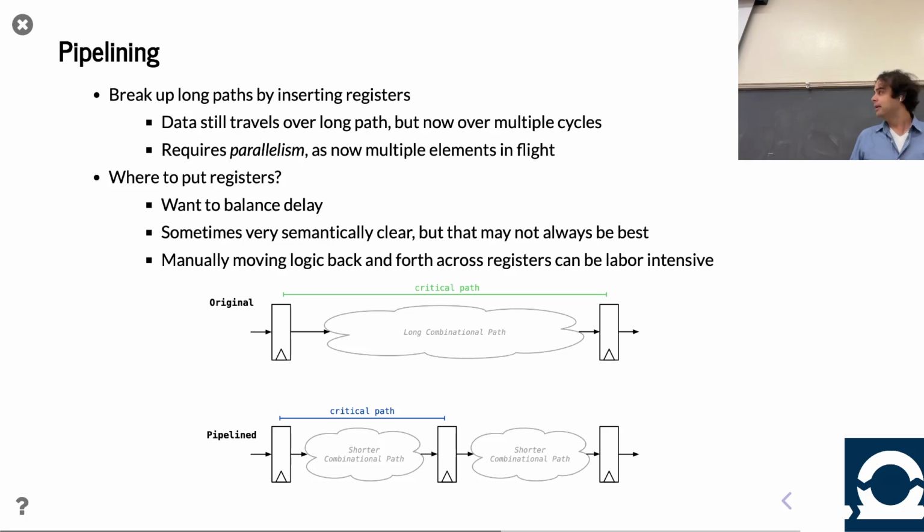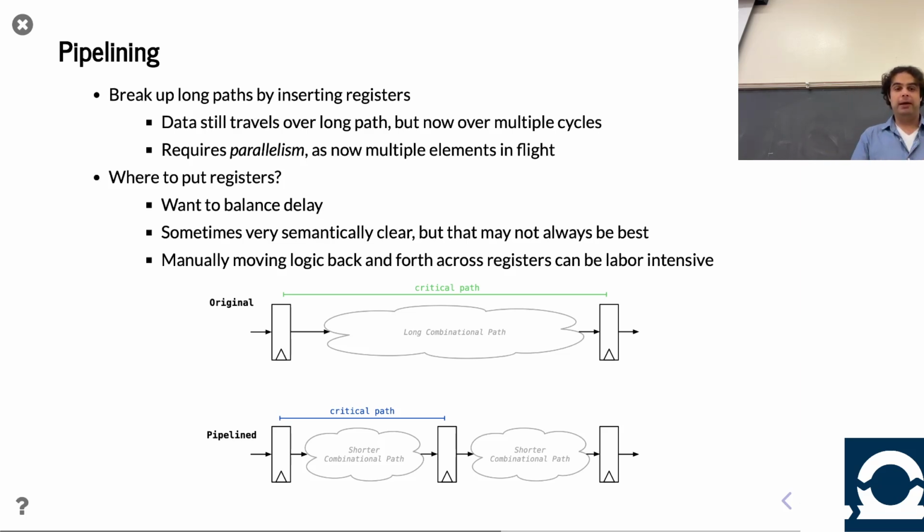We've seen in this course, for example, maybe you have the coupled interfaces between modules, and at the boundaries of those coupled interfaces, you have registers, right? That makes sense. That's easy to understand semantically. However, that may not correspond to the best place for the logic delay, right? And manually moving registers through your design before and after certain combinational elements can be very labor intensive.